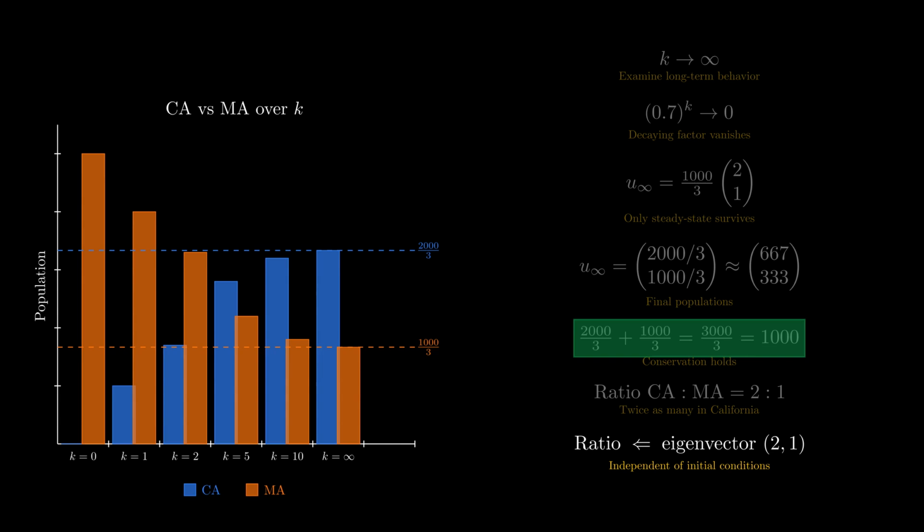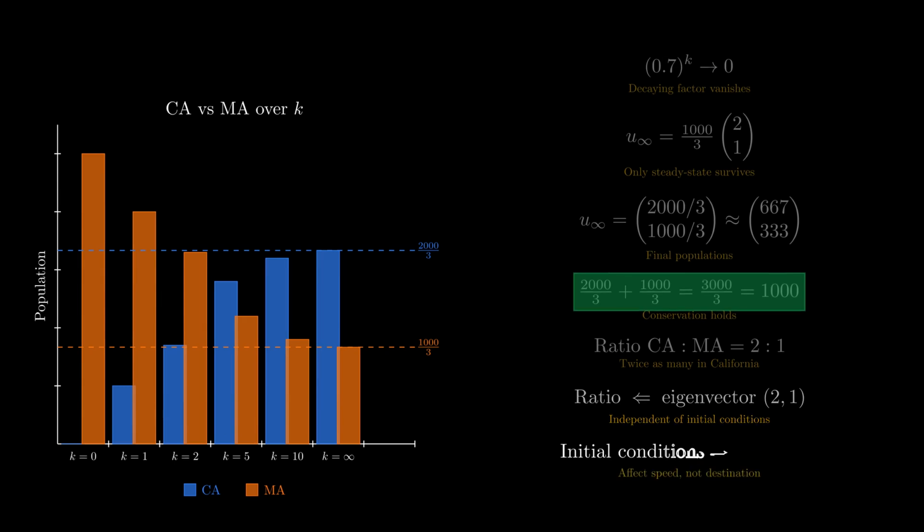It does not depend on where everyone started. If we had put all 1000 people in California instead, or split them 500 each, we would still converge to the very same 2 to 1 ratio. Initial conditions only change the constants c1 and c2. They change how fast we get there, not where we end up.